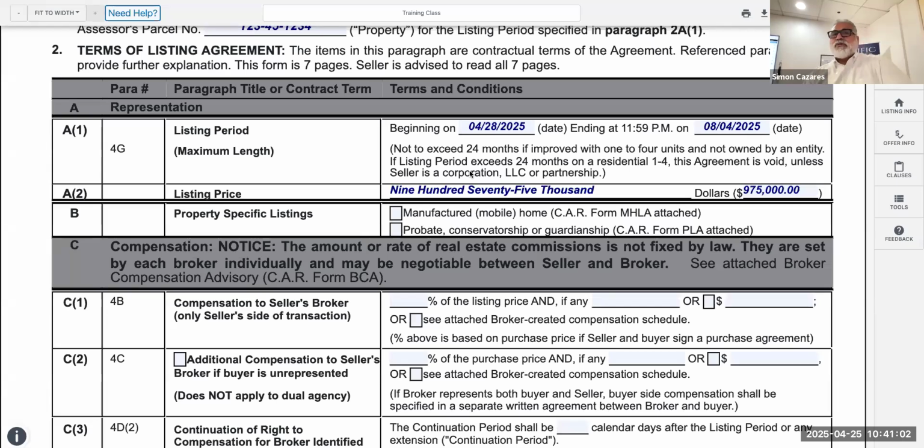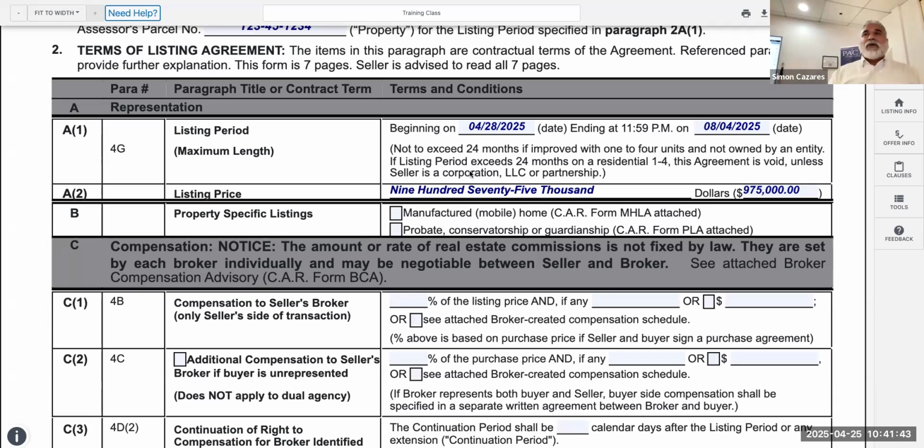Now, it also says here, not to exceed. Okay. And if you read what it says, 24 months if approved with 1 to 4 units and not owned by an entity. If the listing period exceeds 24 months on a residential 1 to 4, this agreement is void unless the seller is a corporation. So if you're selling a property that is owned by a corporation, then disregard this. But if you're just selling it from a home seller, husband, wife, brothers, sisters, whatever the case may be, then you cannot exceed the listing agreement. The most is 24 months, meaning 2 years.